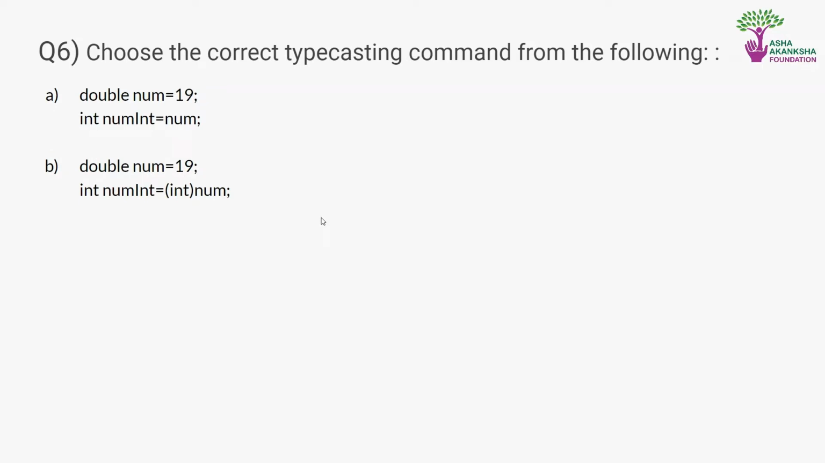Next, question number 6. Choose the correct typecasting command from the following, A and B. The correct answer here is B. We have to specify the data type within the brackets as done in B. So to convert this 19 from double to integer, we have to do it like this. Now numInt will be 19, which is an integer.